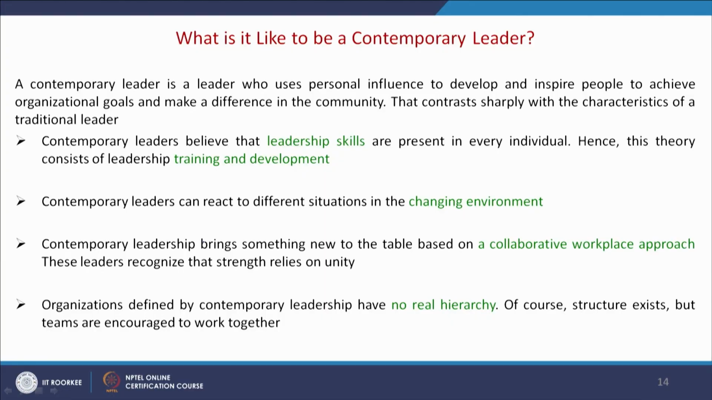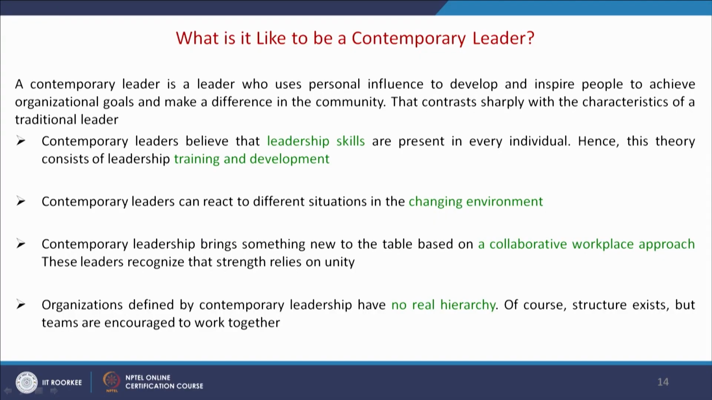That means initially it was influence and interaction. Influence here means influencing a person or a group member. In contemporary models of leadership, the dynamics of interactions and situations is very important, because the situation is changing rapidly, there are more technological advancements and there is increased globalization. So, who is a contemporary leader, and how do we define it? A contemporary leader is a leader who uses personal influence to develop and inspire people to achieve organizational goals and make a difference.